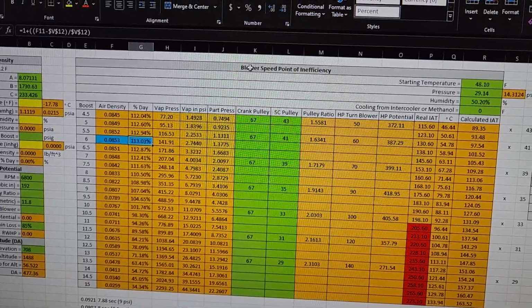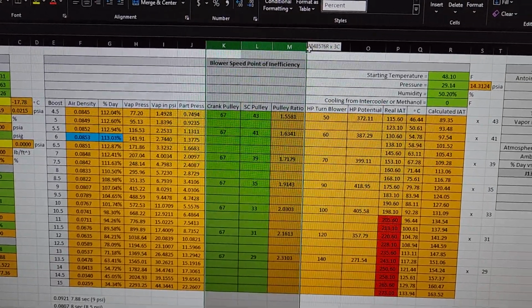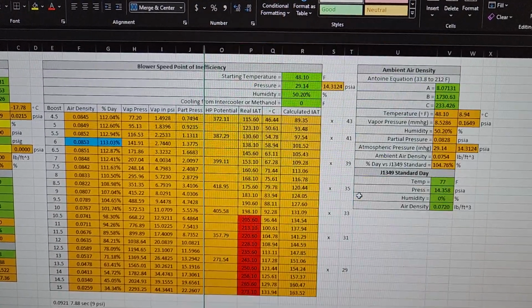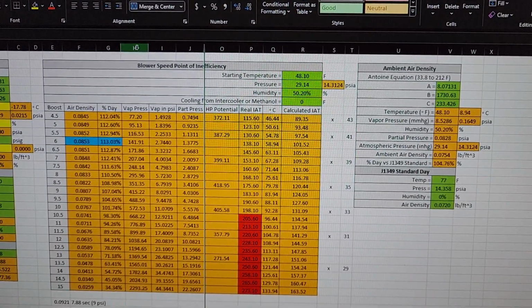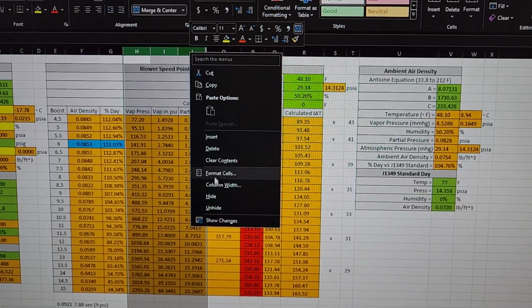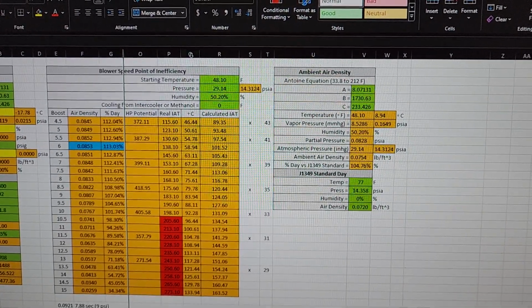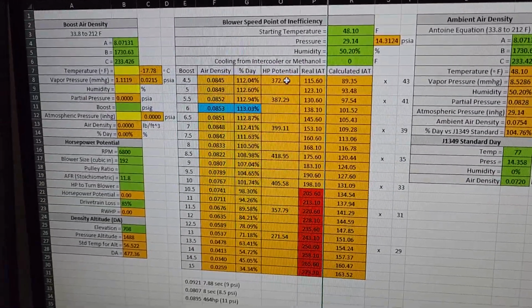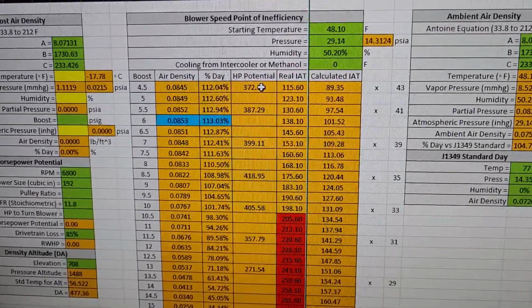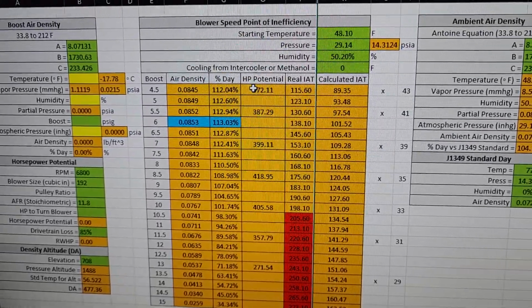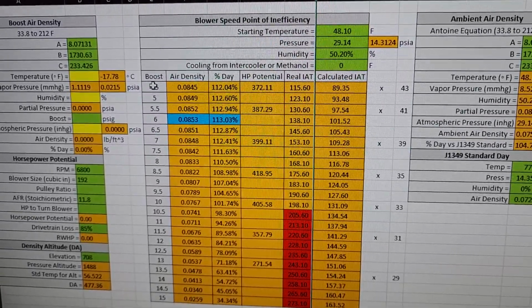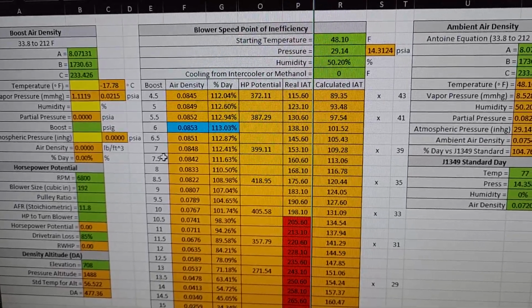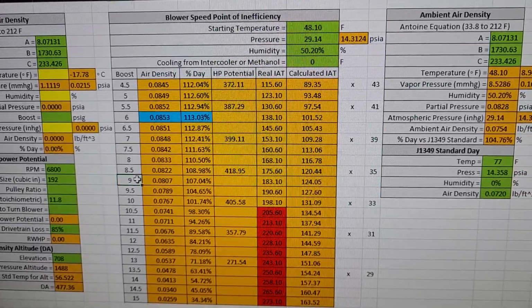I'm going to hide these cells now to make it a lot easier to see. Let me hide this. Vapor pressure, partial pressure, don't need those. This degrees Celsius, don't need that. And so this is just saying the horsepower potential of my blower at these different blower speeds, at these different boost levels. So that day that I did that run, I was running 9 pounds.